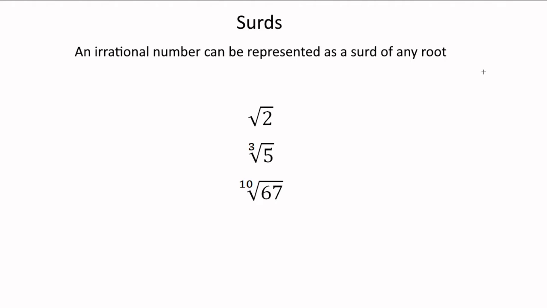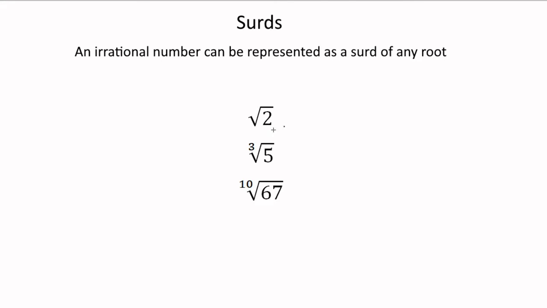What is a surd? A surd is an irrational number. So basically, those that have an infinite number of decimal places that don't seem to have a pattern. They can be represented as a surd of any root. So what I mean by this is, let's take these three examples here.